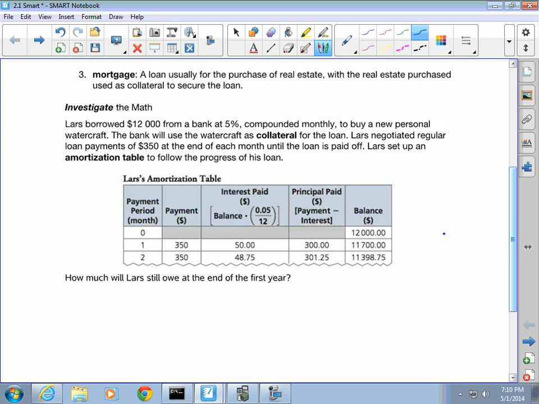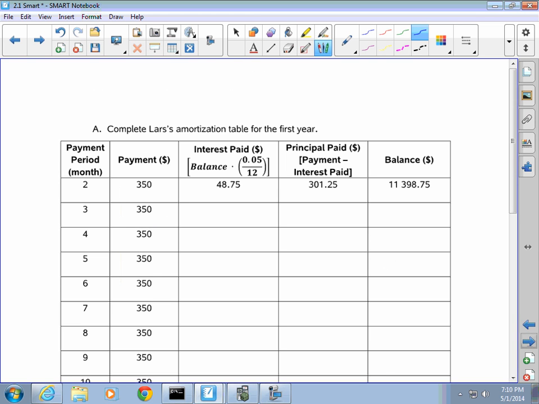So here's how he set it up. He said, okay, month 0, he's just starting with $12,000. Month 1, he's paying $350. Interest paid on that loan then is the balance times 5% monthly. So he pays $50 of interest. So then the principal that he pays from that $350 will be $300. $50 will go to the interest, $300 goes right on the principal. And then it's just subtracting to find his balance. So we want to see how much will he owe at the end of the first year.